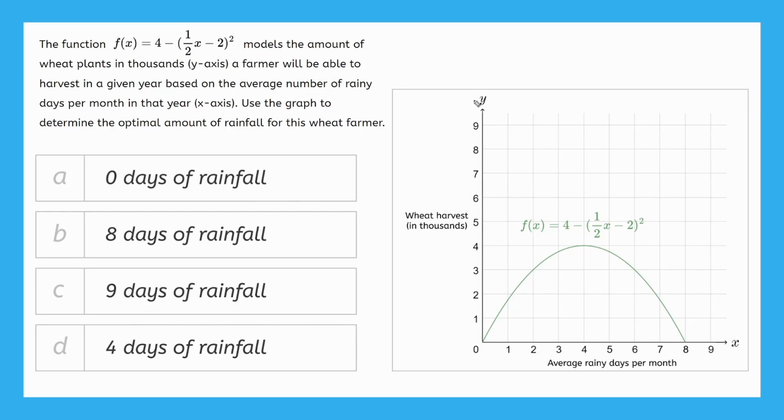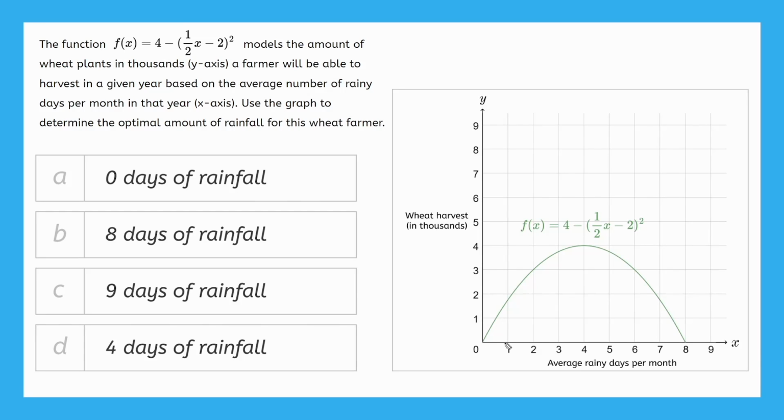Here on the y-axis, we were told that this is the amount of wheat plants that this farmer can harvest in thousands. And we can assume that optimal means the maximum amount of wheat harvest. Because this is a wheat farmer, he probably makes all of his money by selling wheat. The more wheat he can harvest, the more money he makes. So the optimal amount for him would be the highest point along this line here.